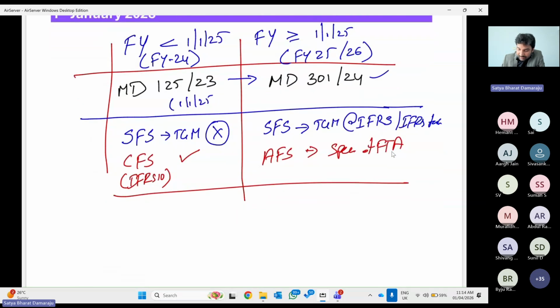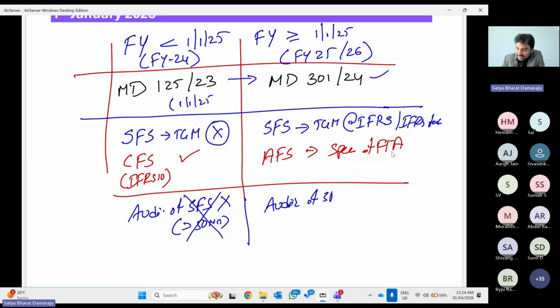Another scenario: audit of standalone financial statements is not required, even though independently a tax group member is doing more than 50 million. Even in that case, there is no need for the audit. Even now, the same scenario, audit of SFS is not at all required. We only require the books to be prepared. No audit is required, even though it is doing independently more than 50 million.